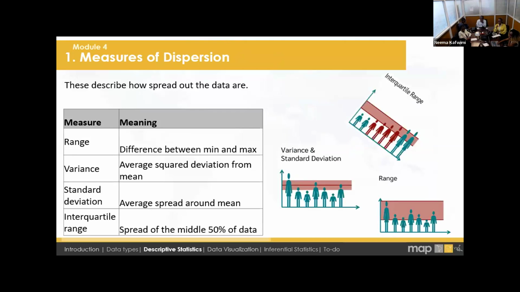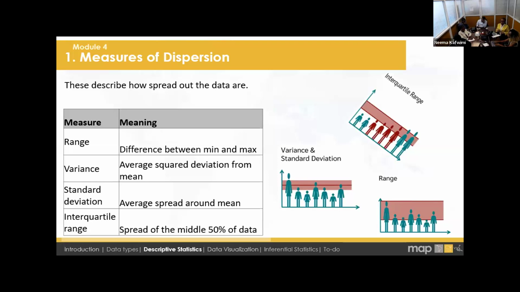Talking about the measures of dispersion, we are talking about ranges. The range is the difference between the minimum and the maximum. This is very important when you are summarizing your variable, to understand what the minimum value and the maximum value of your variable are. You reason whether this maximum value is right, whether it is practical, and what about the minimum value.